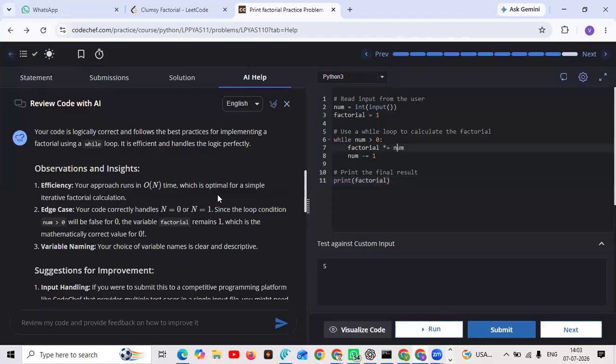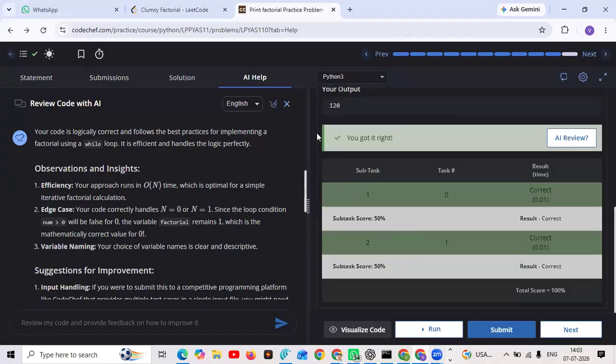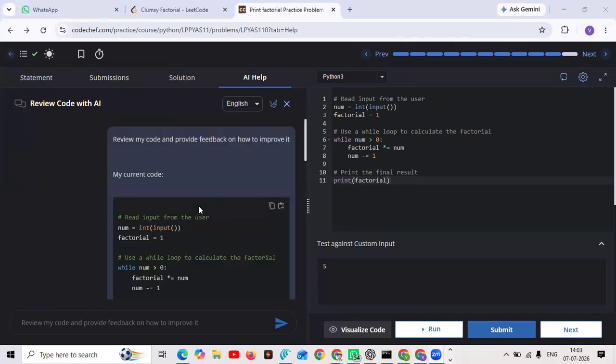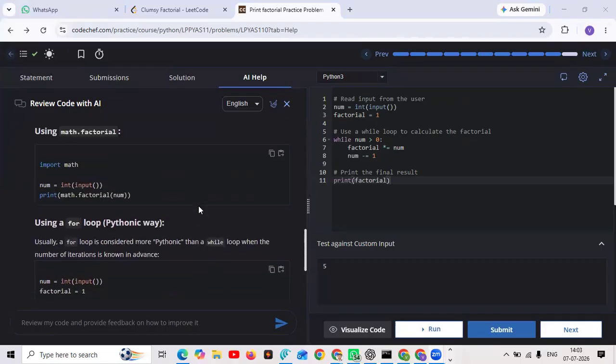So see, likewise: num is equal to int of input, factorial is equal to one. Use while num is greater than zero, factorial is equal to factorial times num, and num decreases by one. Earlier we were doing the operation inside the function only. Here we have one loop where the number should be greater than zero and factorial starts at one. That number of times it is calculating, and this is the condition of n minus one. Okay, and it is giving me the output. That's pretty good for me. So I'm just closing everything over here.